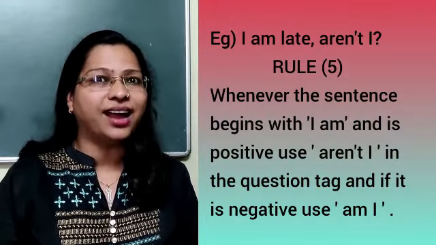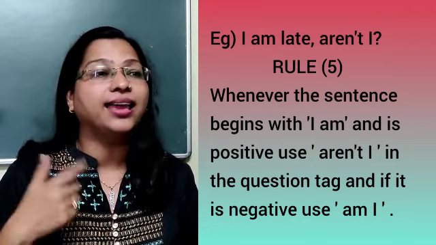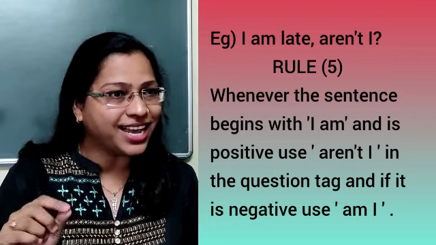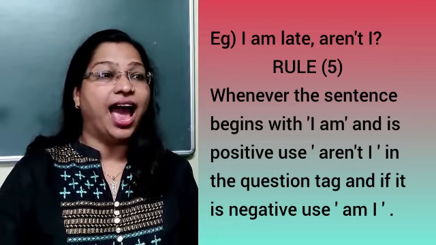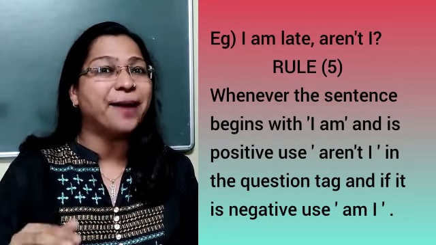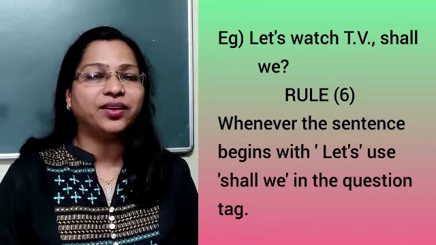Let's understand the next example now. I am late, aren't I? So whenever the sentence begins with I am and is positive, use aren't I in the question tag. And if it is negative, simply, you can use am I. Okay?